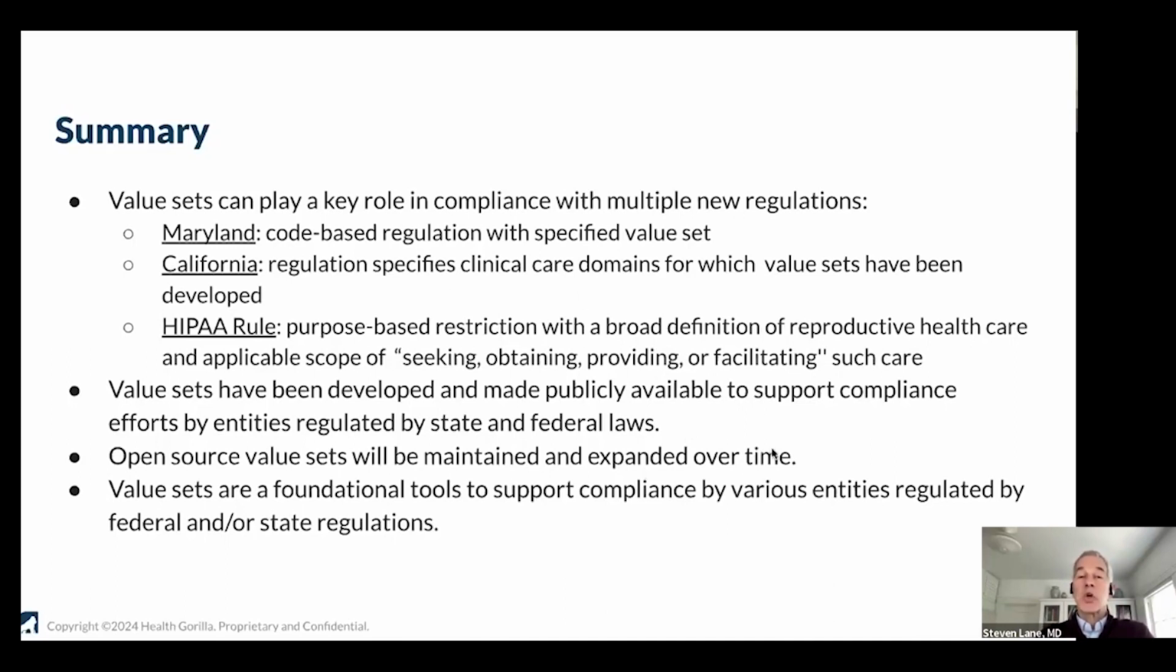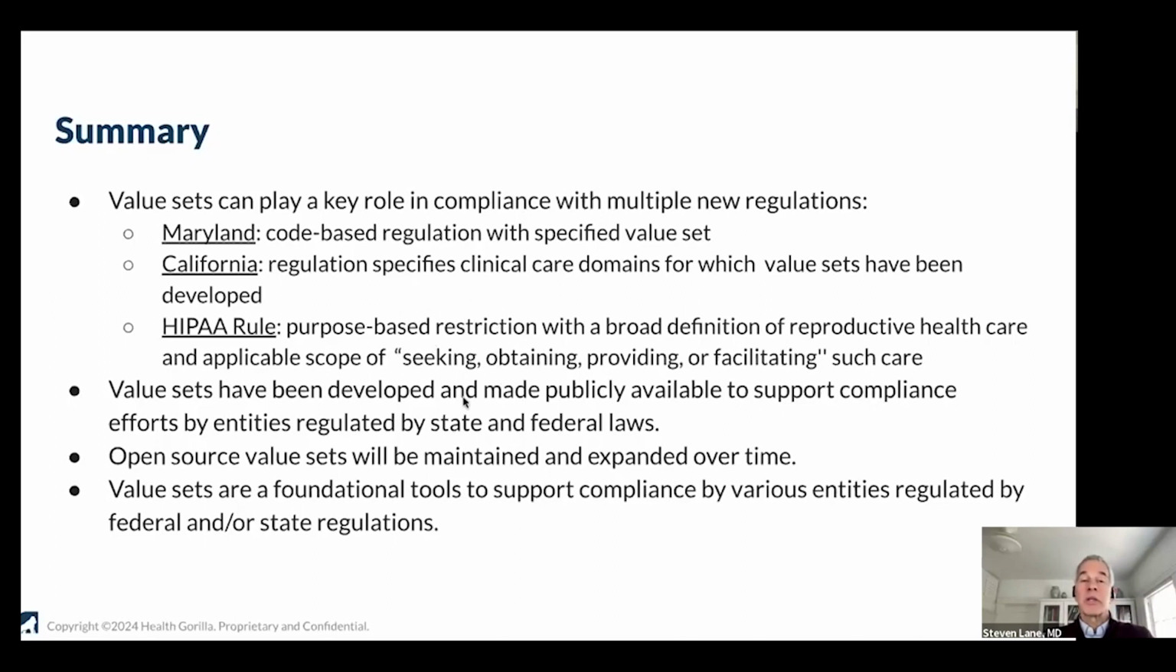Maryland, as we've said, has a code-based regulation for better or for worse with a very specified value set, which is still being finalized, but that will make value set-based implementation and compliance quite within reach. In California, the regulation specifies clinical care domains. We've developed and posted value sets for those. We've tested them, they work. And I think that will make things easier in California.